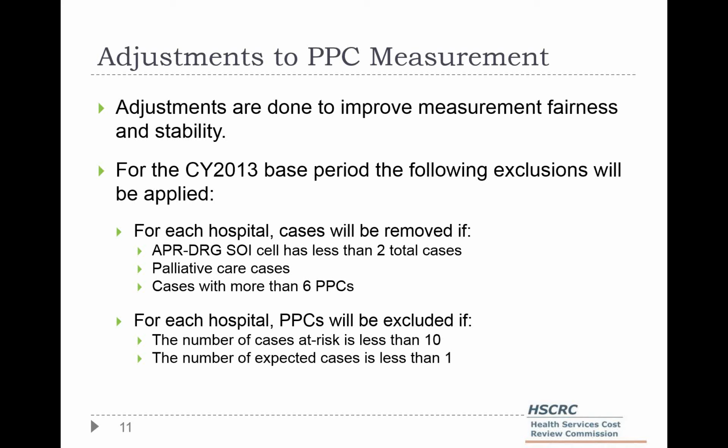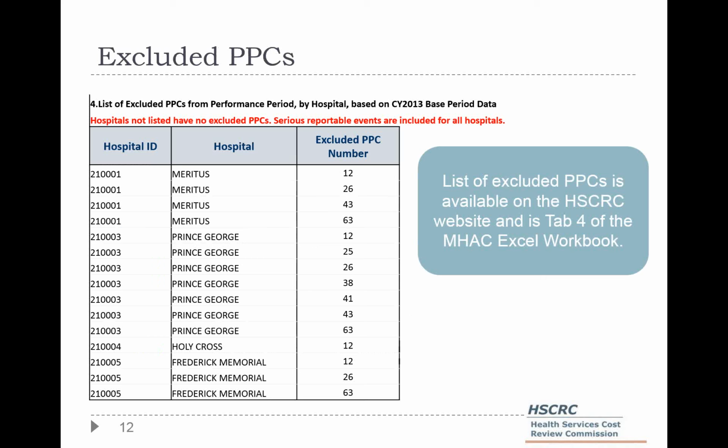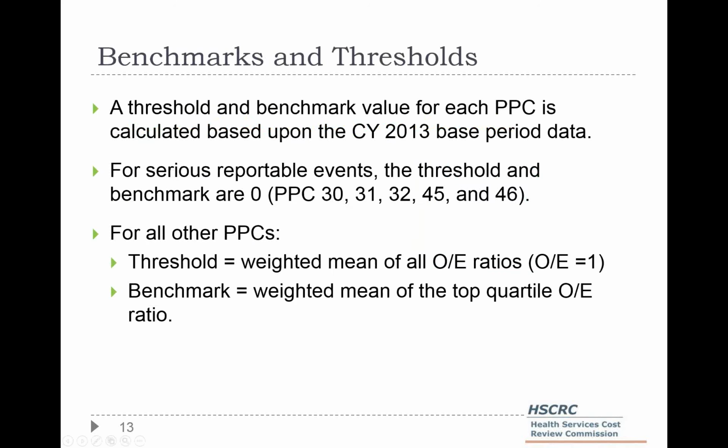all 65 PPCs. In order to know which PPCs are included for your hospital, we have provided an excluded PPC list. This is a sample of what the excluded PPC list looks like. What it shows us, for example, is that for Meredith, they have 4 excluded PPCs: PPC 12, 26, 43, and 63. This means, again, that they either had less than 10 cases at risk, or they had less than 1 expected. It should be noted that hospitals with no excluded PPCs do not appear on this list.